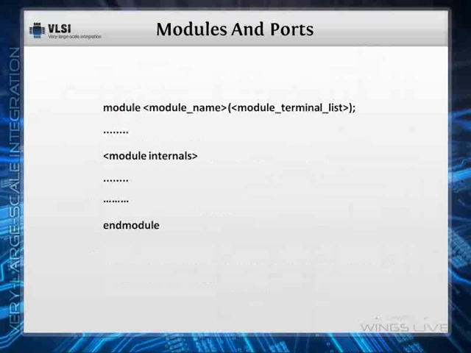This is how it looks. It starts with the keyword module and then is followed by the module name, which is then followed by the terminal list that is enclosed in small brackets. Now, in the next few lines, we'll have the module internals, and it finally ends with endmodule.